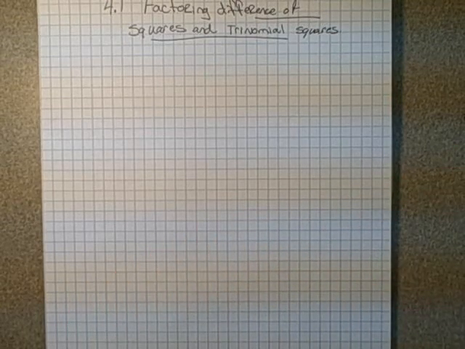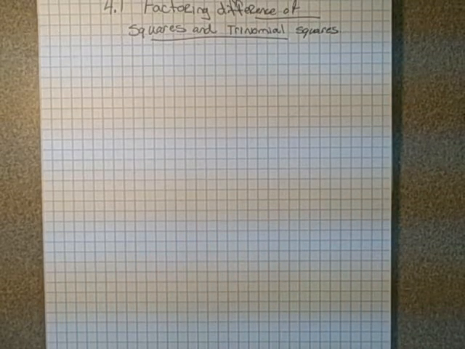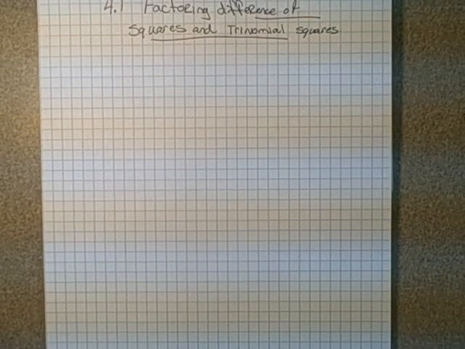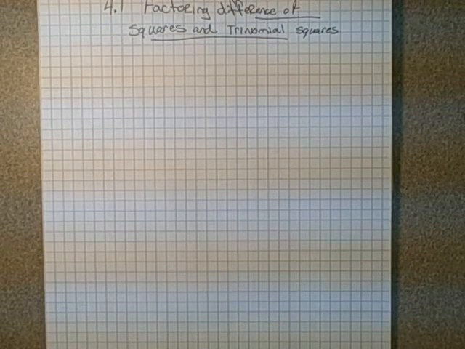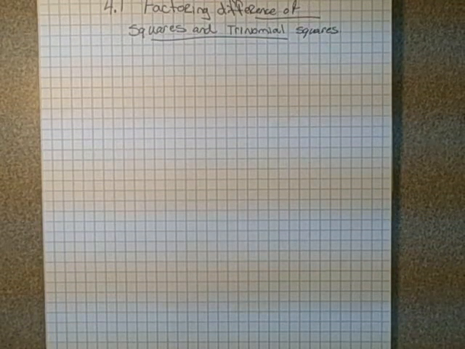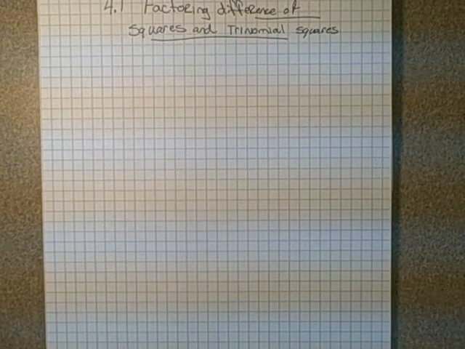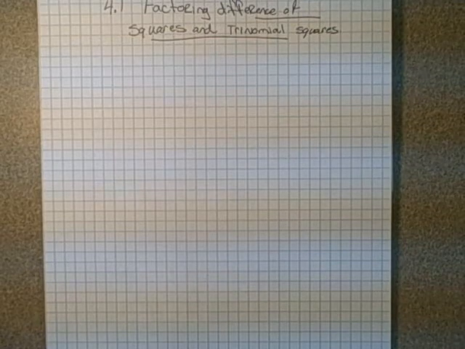Okay, this tutorial is going to start with section 4.1, and that's factoring the difference of squares and trinomial squares. In your textbook, they give you a good definition of a trinomial square and a difference of squares. If you look at the two definitions, they give you a nice little box on page 109 for the difference of squares, and that's basically two terms that are perfectly squared and have a difference in them.